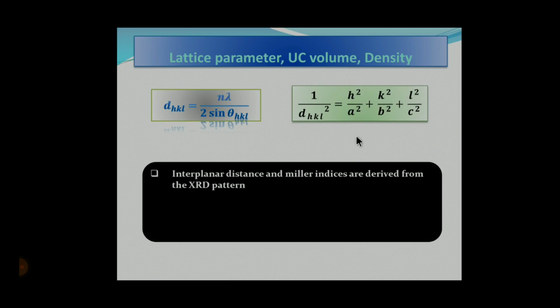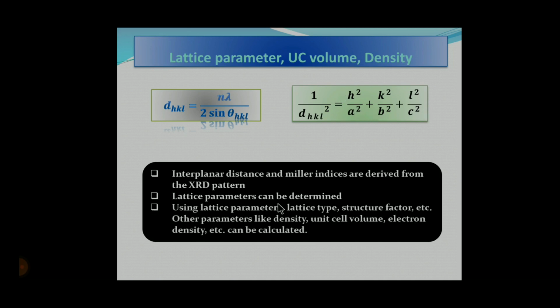That is, for a particular structure, there will be particular reflections allowed. So by comparing all those things, we can find out the interplanar distance as well as Miller indices, and lattice parameters can be calculated from Miller indices, right? By finding out Miller indices, a, b, c can be calculated. From that, volume and all those other lattice parameters can be derived.